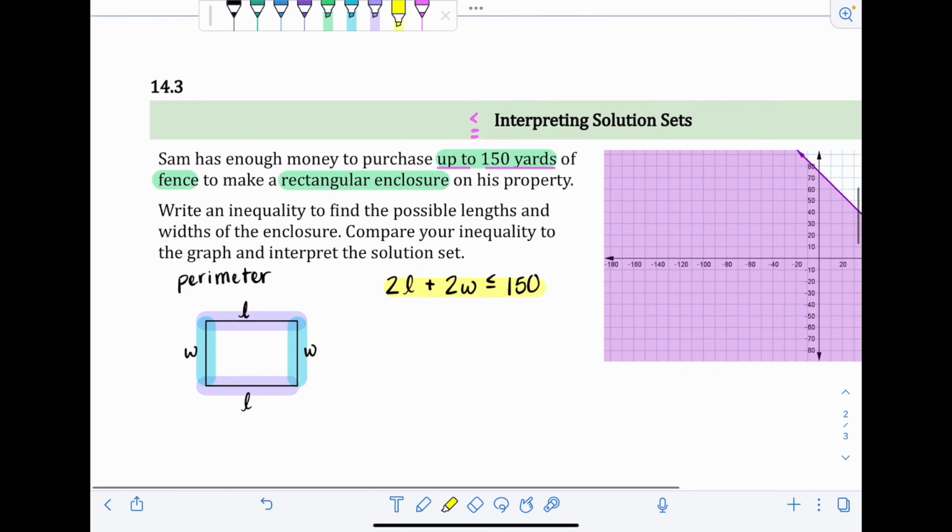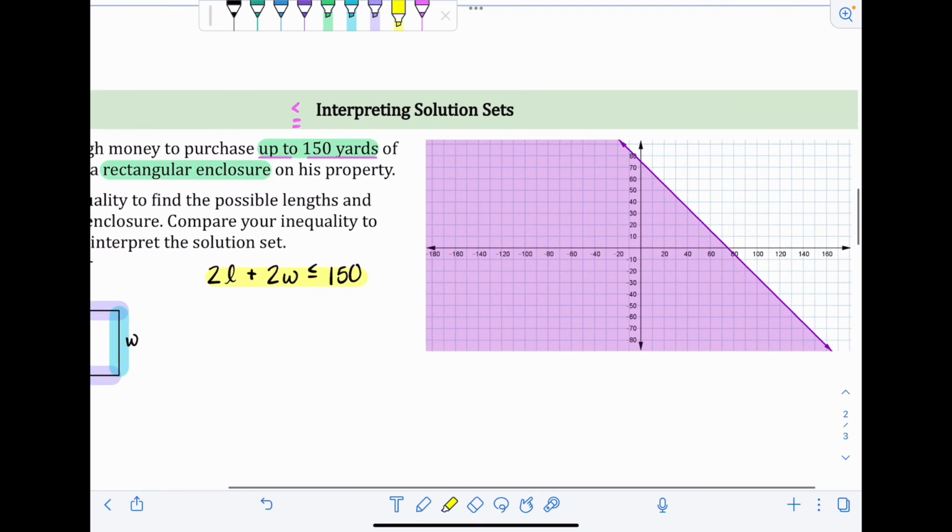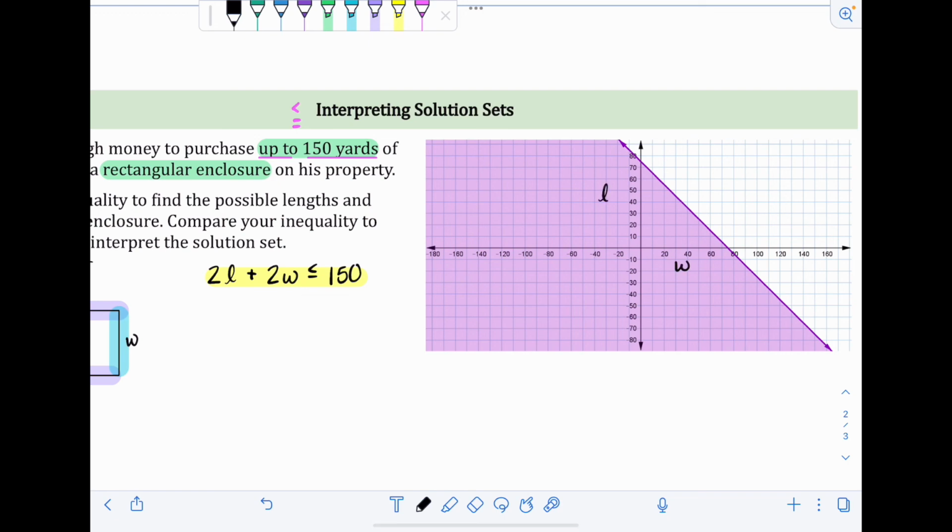That's the inequality that's graphed here on the right. So now I just want to talk about what that solution set means. It's this entire shaded region. But think about whether the entire shaded region actually makes sense in the context of this problem, or can we narrow it down? I'm going to say the x-axis is the width and the y-axis is the length. It ends up being the same graph if you switch them though.